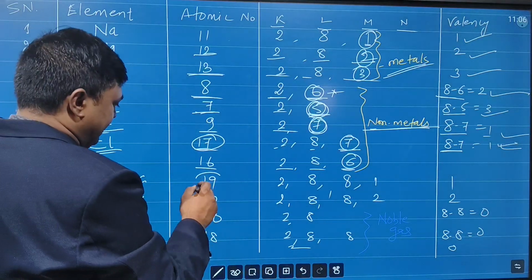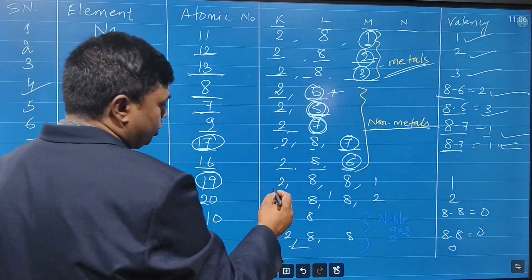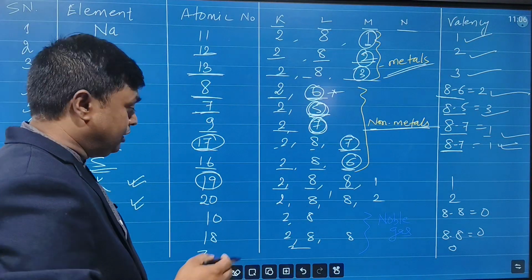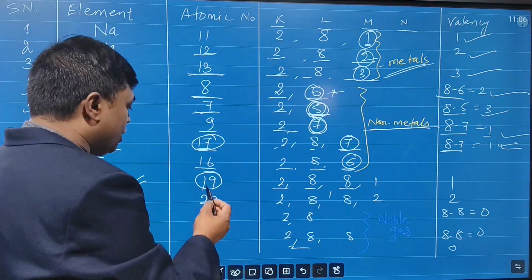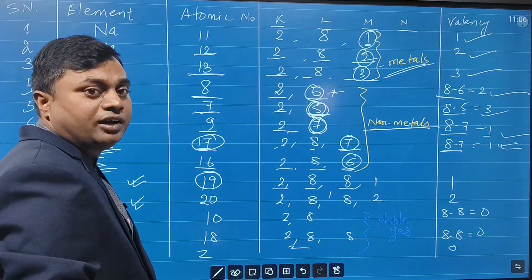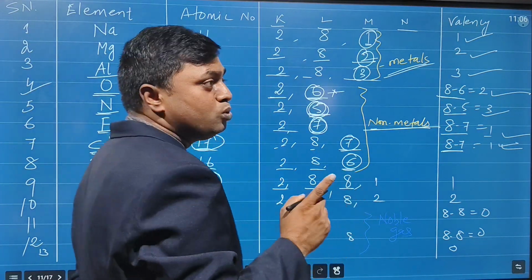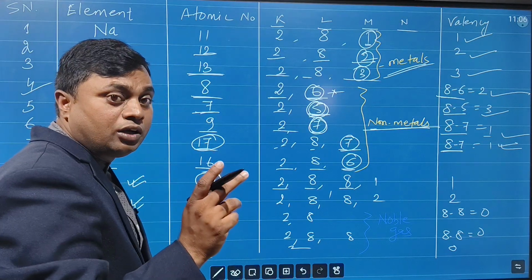Let's talk about potassium and calcium also. Potassium atomic number is 19. Electronic configuration: first shell 2, next 8, next we cannot give 9. See, 2 plus 8, 10 only. So 19 is there, 10 is already filled. How many remaining? 9. We cannot give 9 electrons to the third shell. The rule says either it will have 8, or 18.